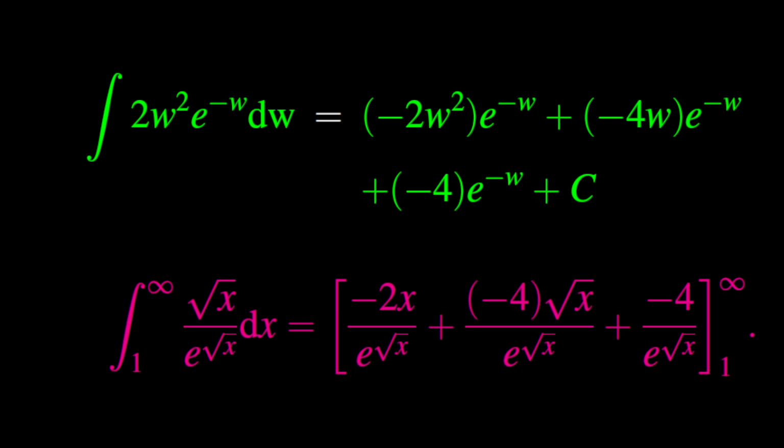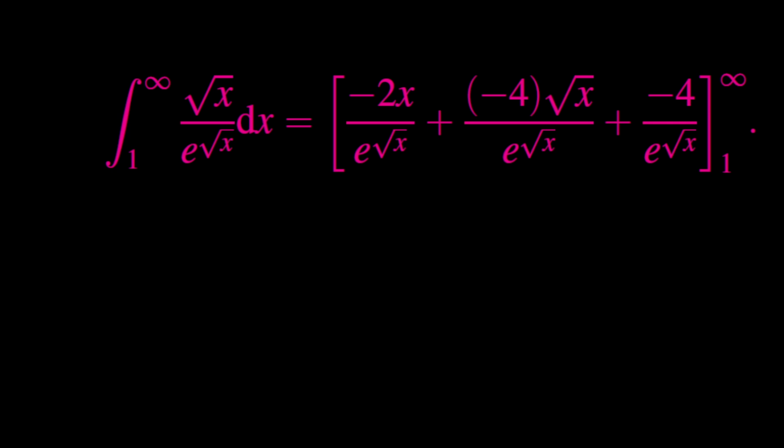The next step is to evaluate the quantities minus 2x over exponential of square root of x plus minus 4 times square root of x over exponential of square root of x plus minus 4 over exponential of square root of x at the endpoints of the improper integral. We will now evaluate the quantities at the endpoints 1 and infinity. We will then determine if the integral converges or diverges.